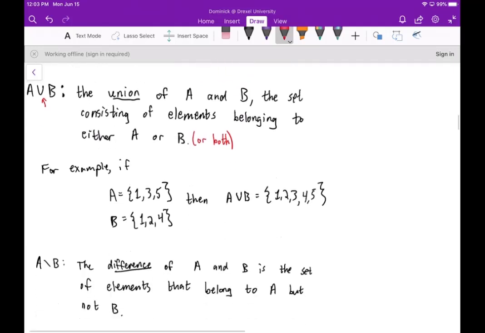Now, for example, if A is 1, 3, and 5, and B is 1, 2, and 4, then their union would, of course, be any element that you see. So we have 1, we have 2, we have 3, we have 4, we have 5, and the one that I didn't circle would be a repeat. So I don't need to list it twice, but the union would be all those elements.